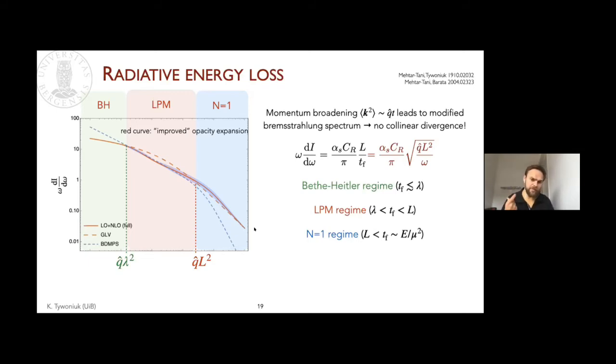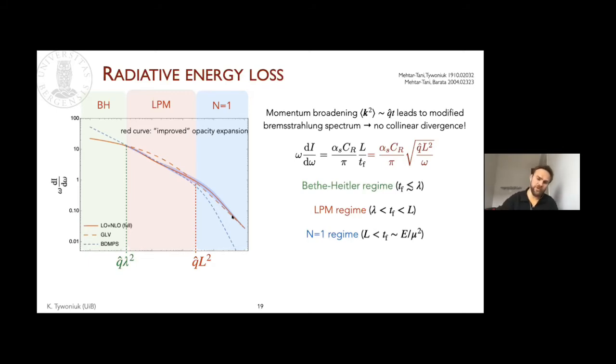And then there is this famous LPM regime, where basically, between the mean free path and the length of the medium, which are widely separated, you will typically scatter off many, many particles while you are being formed. While this gluon is being radiated, the system of gluon and this emitter quark or emitter gluon is being scattered around many, many times. And then there is this final high omega regime, which is when the formation time is seemingly larger than the length of the medium. It's not, it has to be smaller than the length of the medium.